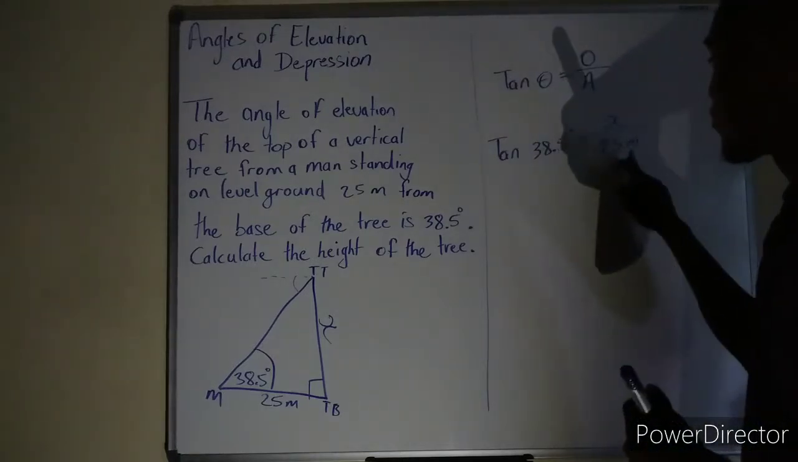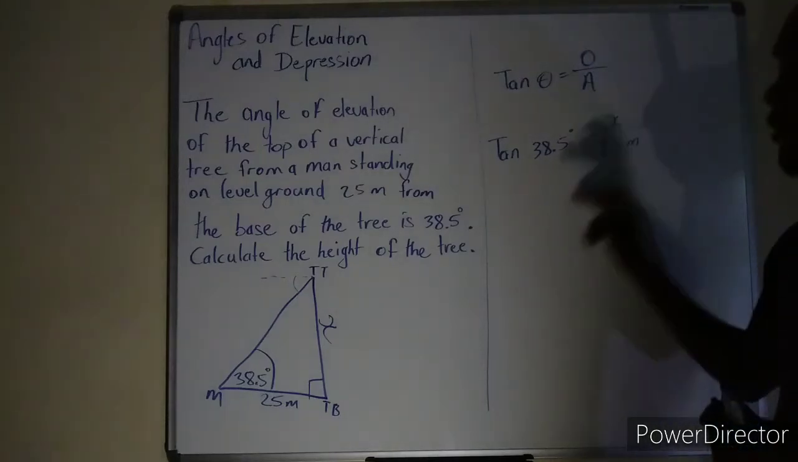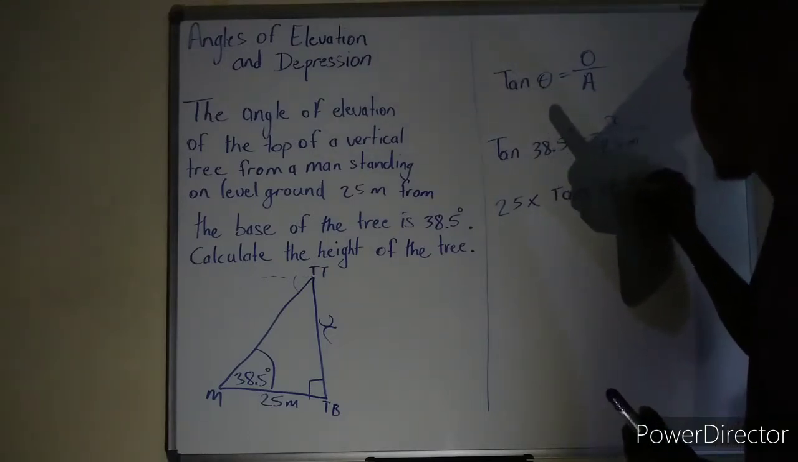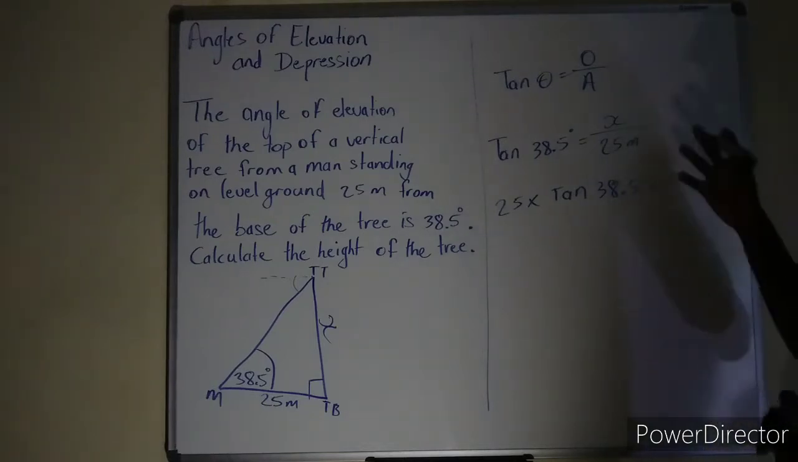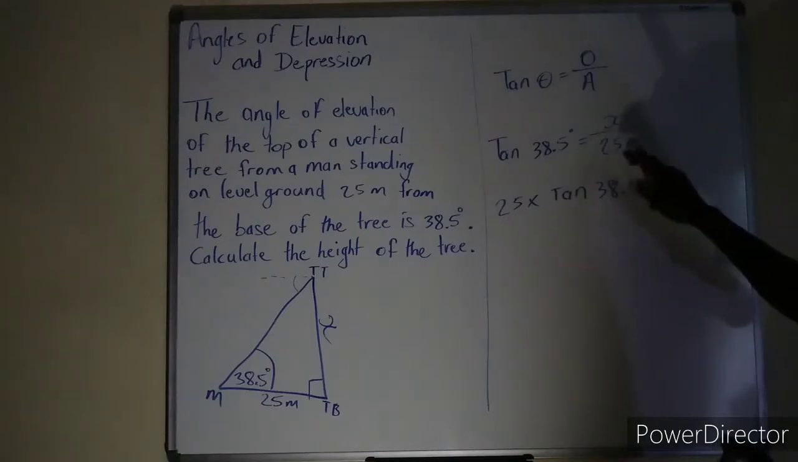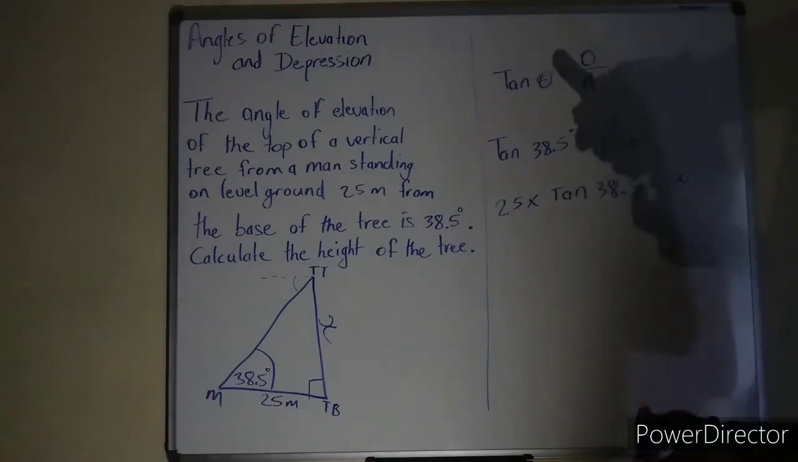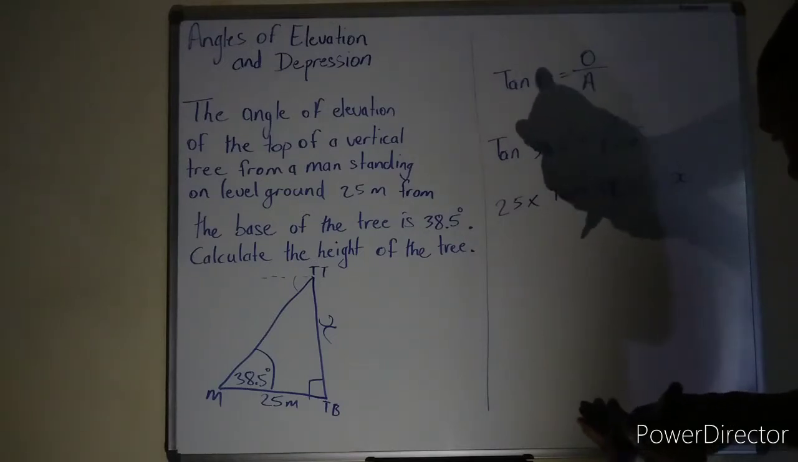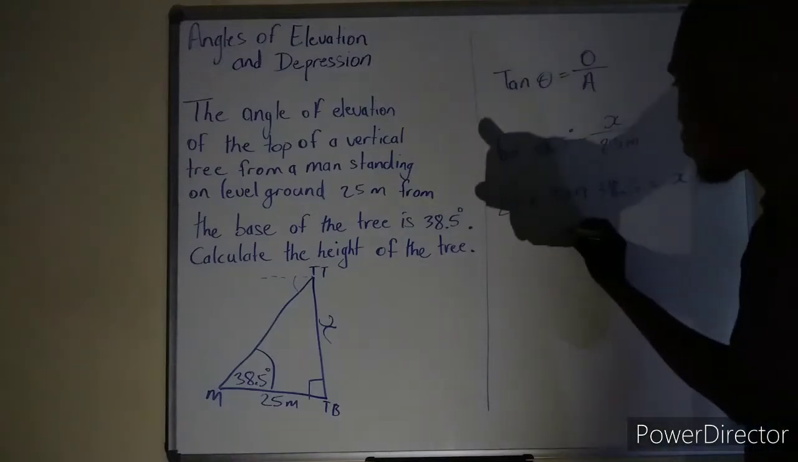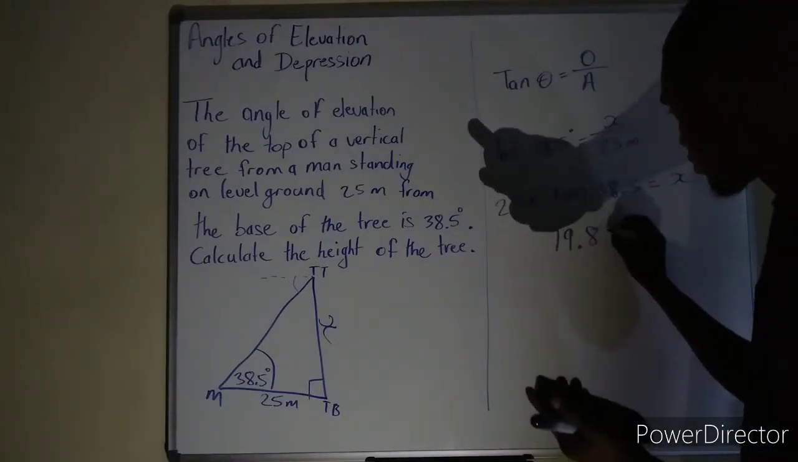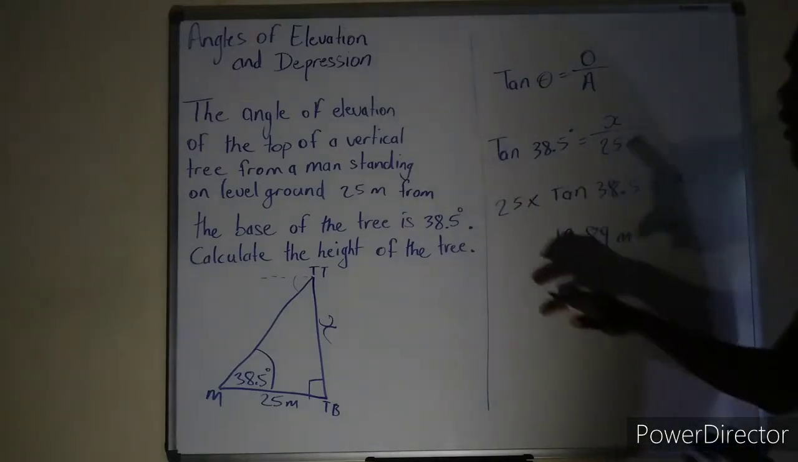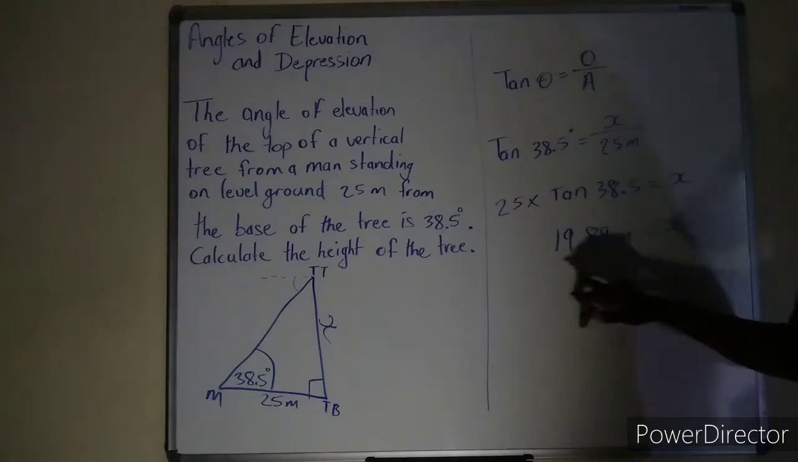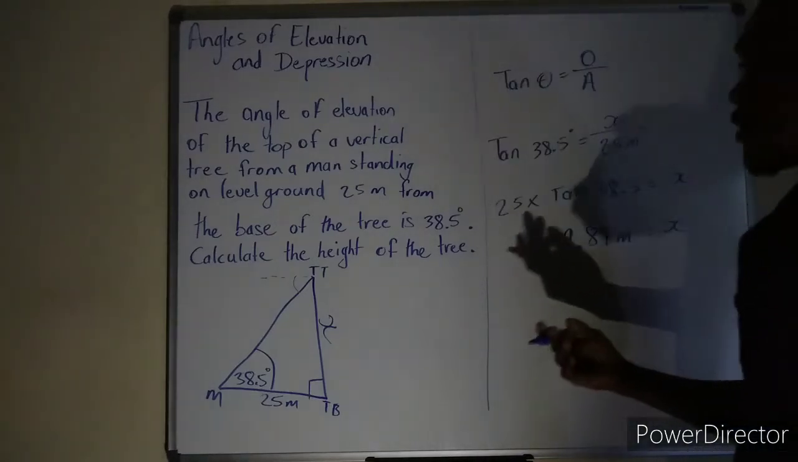In order to get x by itself, you will multiply both sides by the denominator. So 25 times tan 38.5 will be equal to x. Once you multiply this side by 25 as well, it will cancel that part out, giving you a value of 1. So you will get this line. Now all you need to do is put it on your calculator. 25 times tan 38.5 will be equal to 19.89 meters. Depending on what the question says, you will round it off to different values. If the question says round off to the nearest whole number, you know that this will go up to 20 meters, etc. So that's what you do with these.